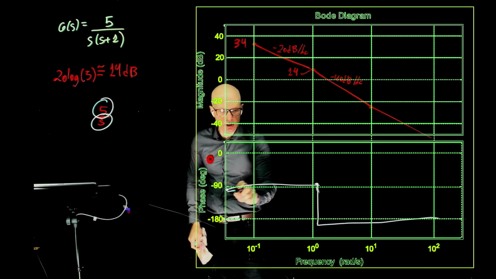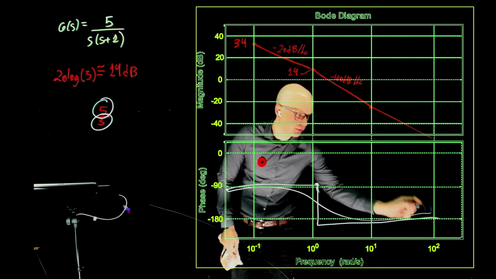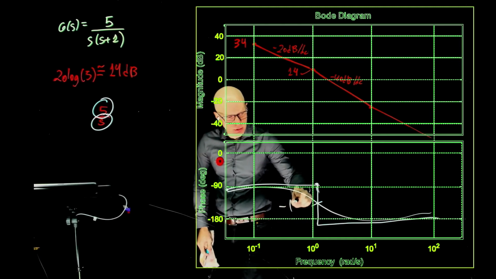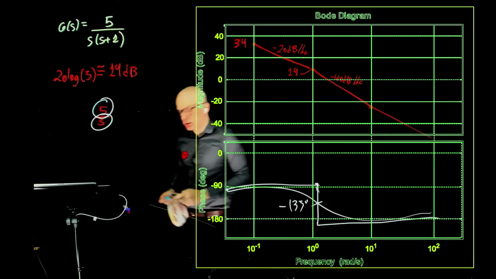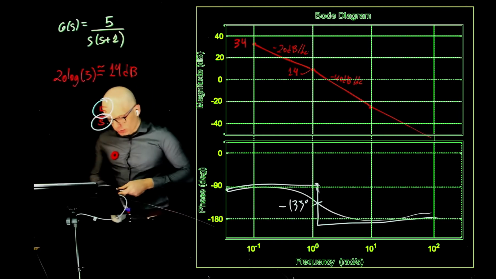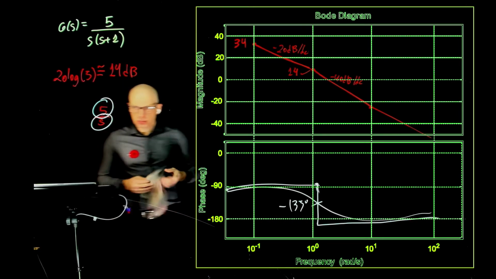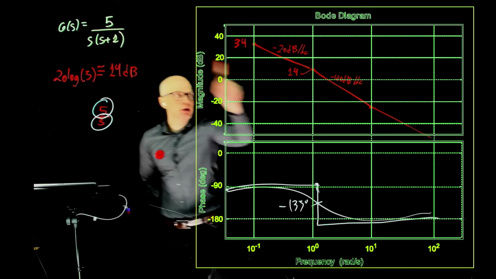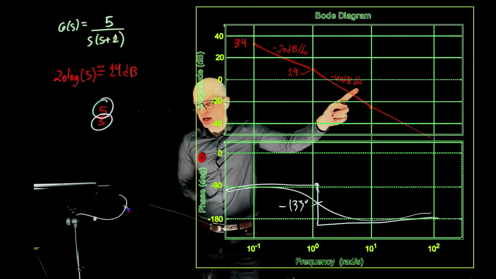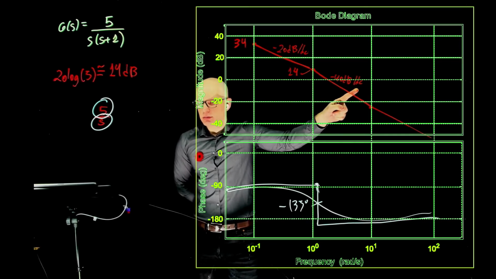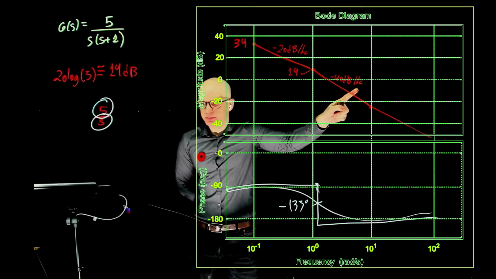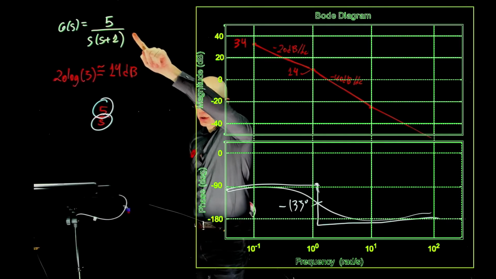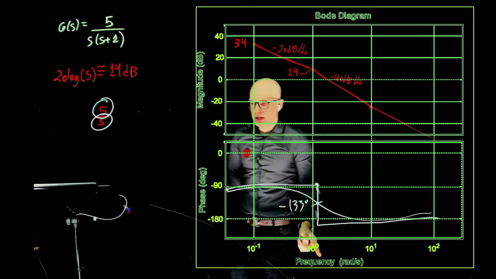If we interpolate this, it should be a smooth curve passing by negative 135 right in the middle. If this was squared, what would be the difference? This slope would become negative 60, right? Negative 20 minus 40 for the 2 poles there, if this was squared. And the phase would go down to negative 270 degrees.